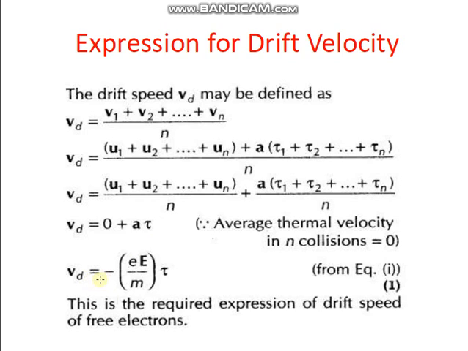Finally, we get Vd is equal to minus eE tau divided by m. Here e is the charge on the electron, E is the electric field applied, m is the mass, and tau is the relaxation time. So this is the required expression for drift velocity.